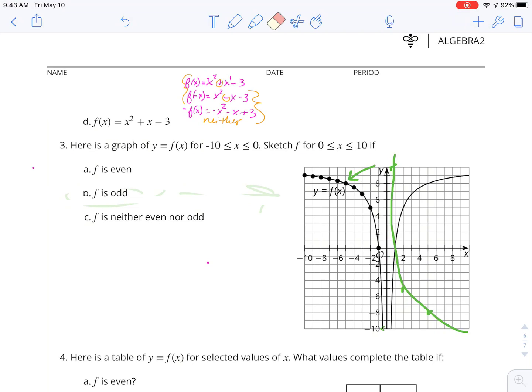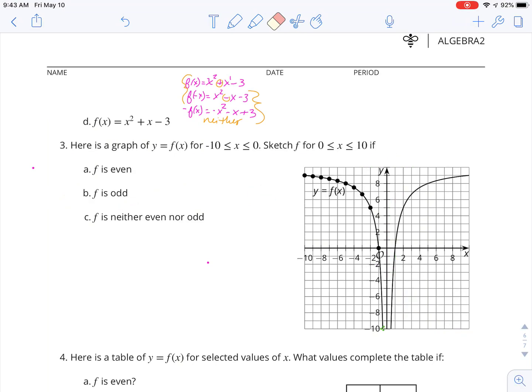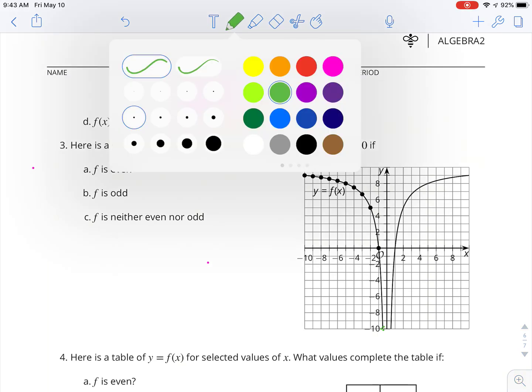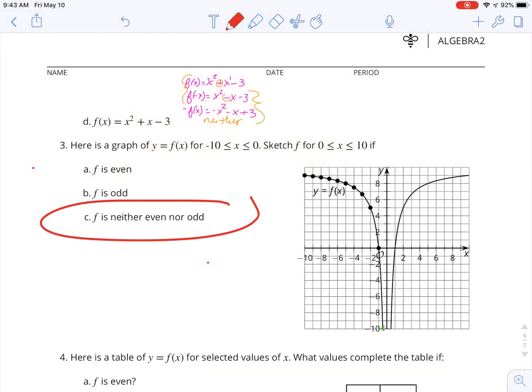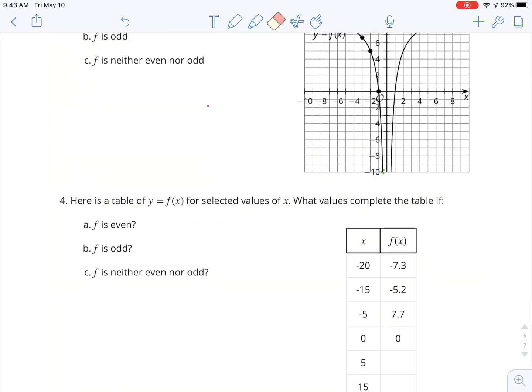And then for the last piece, if it's neither even nor odd, then you can draw the other half, and you just want to make sure that it doesn't follow the rules of these guys. So you can draw whatever you want, right? So we could draw this. Sure, we'll make it a straight line now. So that would be a function that is neither even nor odd. All right, so 3 graphs for that.